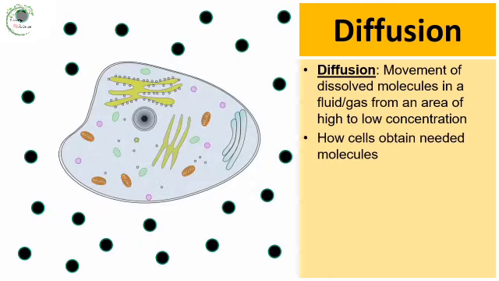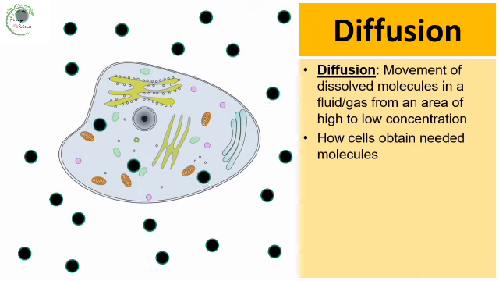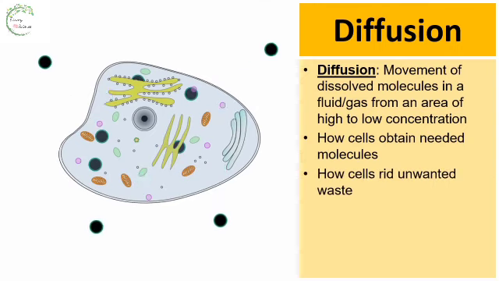And this is how cells obtain their needed molecules. Let's pretend these black circles represent something that the cell needs, like a nutrient. Well, they're diffusing from a high concentration on the outside to a low concentration on the inside. Diffusion is also how cells get rid of unwanted waste, like perhaps these black circles represent a waste, and notice how they're diffusing from an area of high to low concentration.